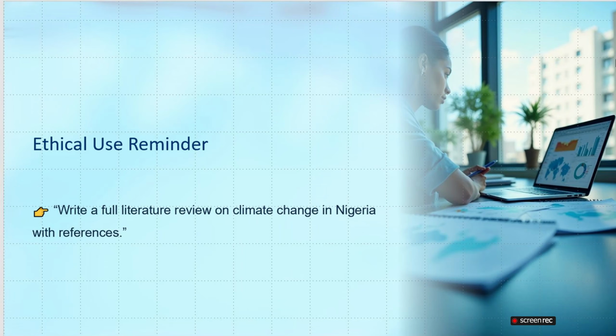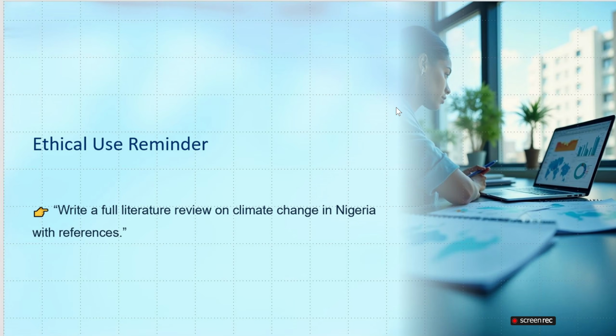But the reality is that artificial intelligence is a work in progress. Improvements are going on every day, and we have some high level of accuracy and validity in the information that we can generate from this source. So looking at the screen, you have: write a full literature review on climate change in Nigeria.